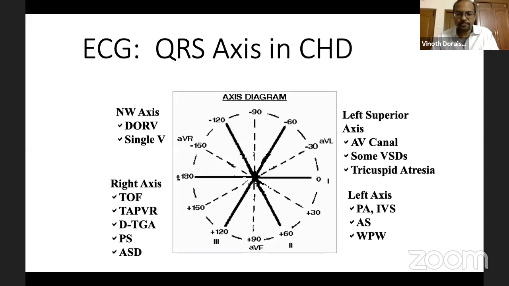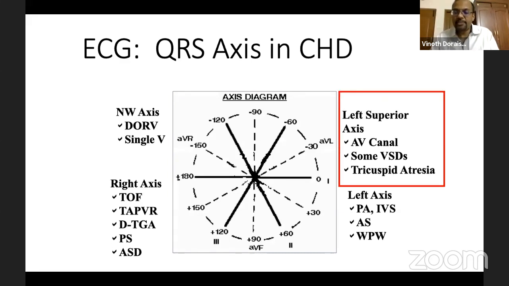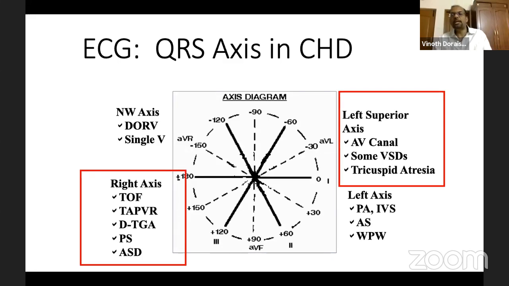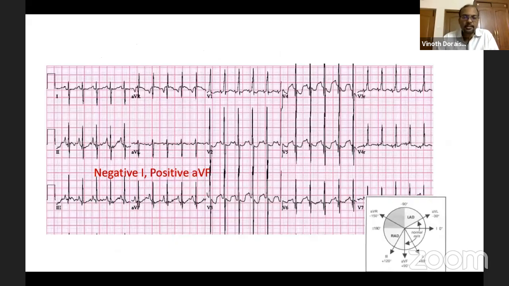QRS axis has very much importance in congenital heart disease. For example, some conditions like AV canal defects, inlet VSDs, and tricuspid atresia will have a left superior axis. Some conditions like tetralogy of Fallot and DTGA will have a right axis. So these will help us in the diagnosis of these congenital heart diseases.